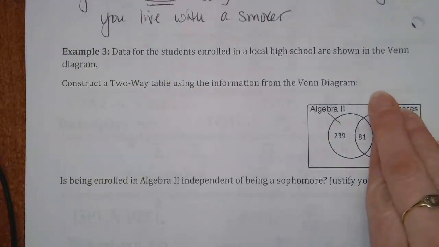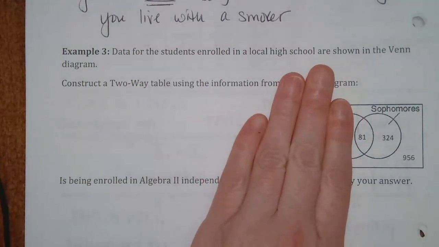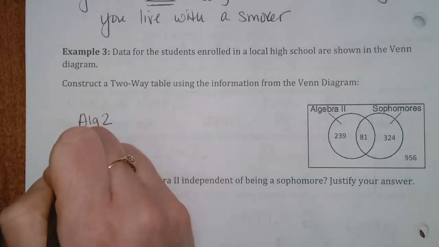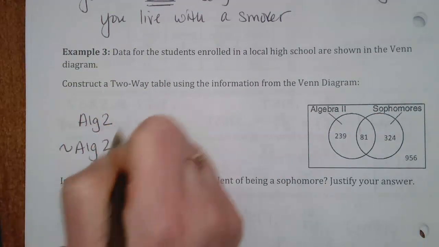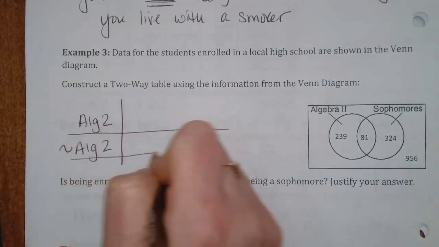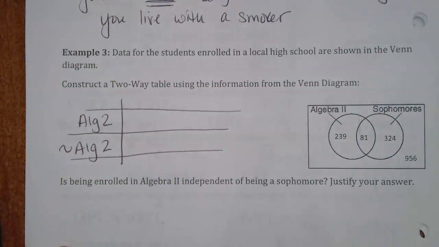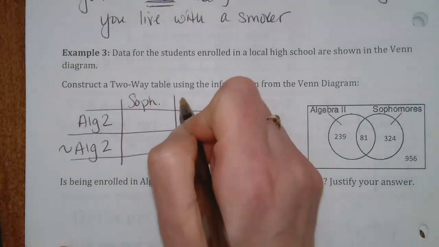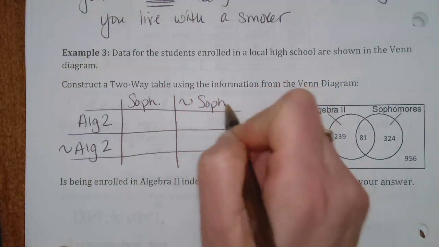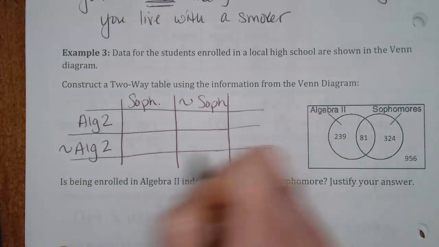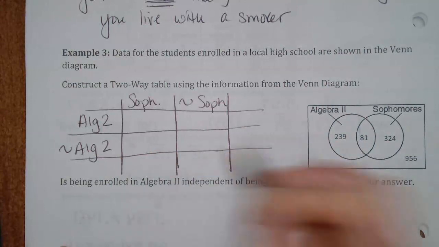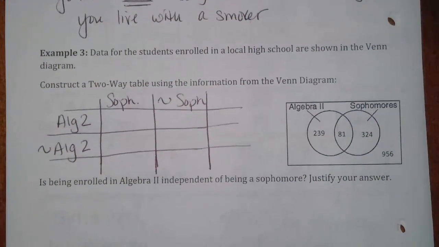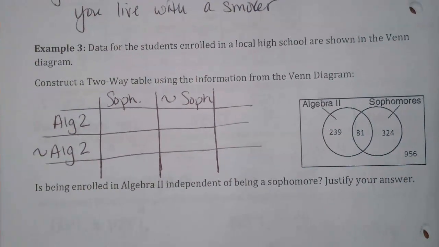My opposing categories are Algebra 2 and sophomores. So maybe across the side, I would say Algebra 2 and not in Algebra 2. And maybe across the top, I would say sophomores and not sophomores. And I'm not going to put juniors, no offense, juniors, because, hey, you never know. You might have an accelerated freshman, or you might have a senior. So I'm just going to say sophomores and not sophomores.